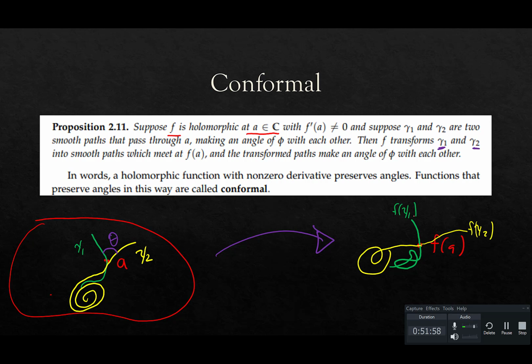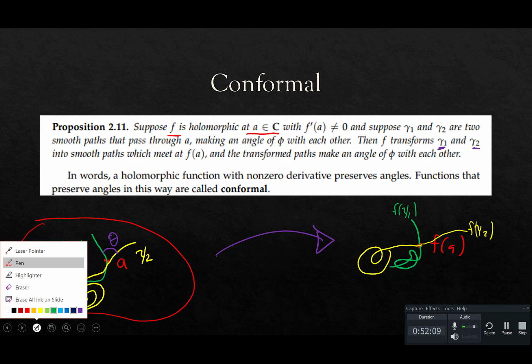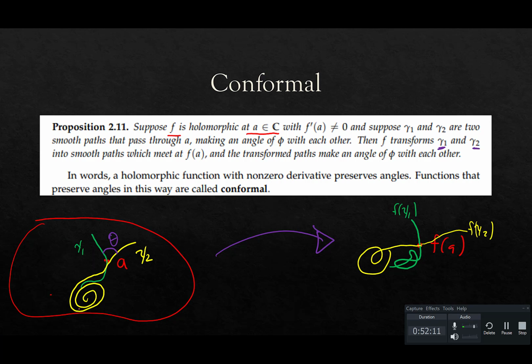Okay. So what this proposition is saying is that if you consider the angle that these two paths now, f of gamma 1 and f of gamma 2, are making at f of a, what's really awesome if you're dealing with a complex holomorphic function is that it actually preserves this angle. This angle is actually going to be the same as the angle that you started out with here. And that's what it means to be conformal. Conformal functions are functions that preserve angles in this way. And that's something that is really, really cool.